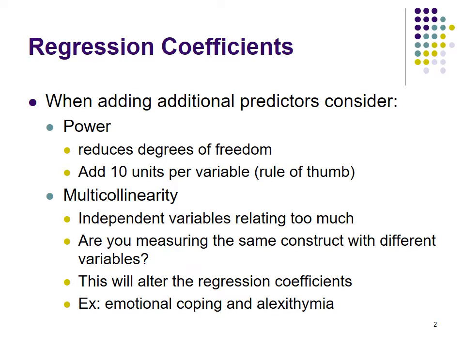An example is emotional coping and alexithymia, anxiety and depression. There's a fair amount of variables out there that may be distinct constructs but are very interrelated. We want to check for that multicollinearity, and we've talked about various ways to test for it, and we will continue to do that as we move forward into other statistical techniques.